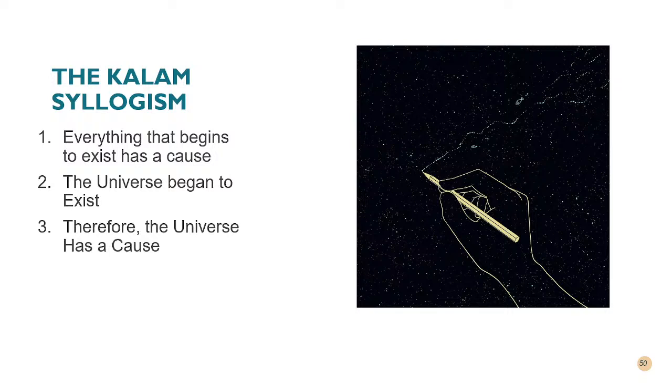A syllogism is a premise that is followed by another premise and reaches a conclusion. And so the Kalam syllogism says, number one, everything that begins to exist has a cause. Number two, the universe began to exist. And hence, number three, therefore, the universe has a cause. The second and third premise of the Kalam Cosmological Argument have been subject to vigorous debate. Definitely the first premise is absolutely true, but I believe that the second and third premise could also be validated.